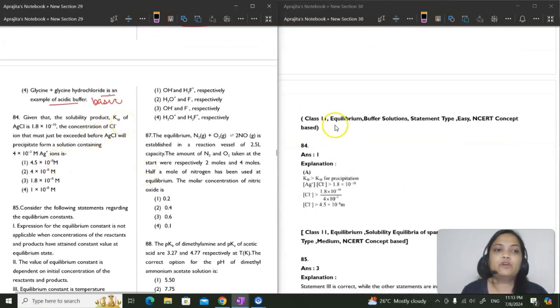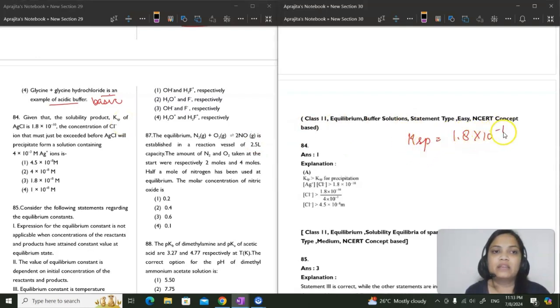So the solubility product of AgCl is given, which is 1.8 into 10 to the power minus 10. The concentration of chloride ions that must just be exceeded before AgCl will precipitate from a solution containing this much sodium ions. So for precipitation, students, the ionic product must be greater than the solubility product. Okay. So it means the product of the concentration of sodium and chloride ions must be greater than the solubility product.